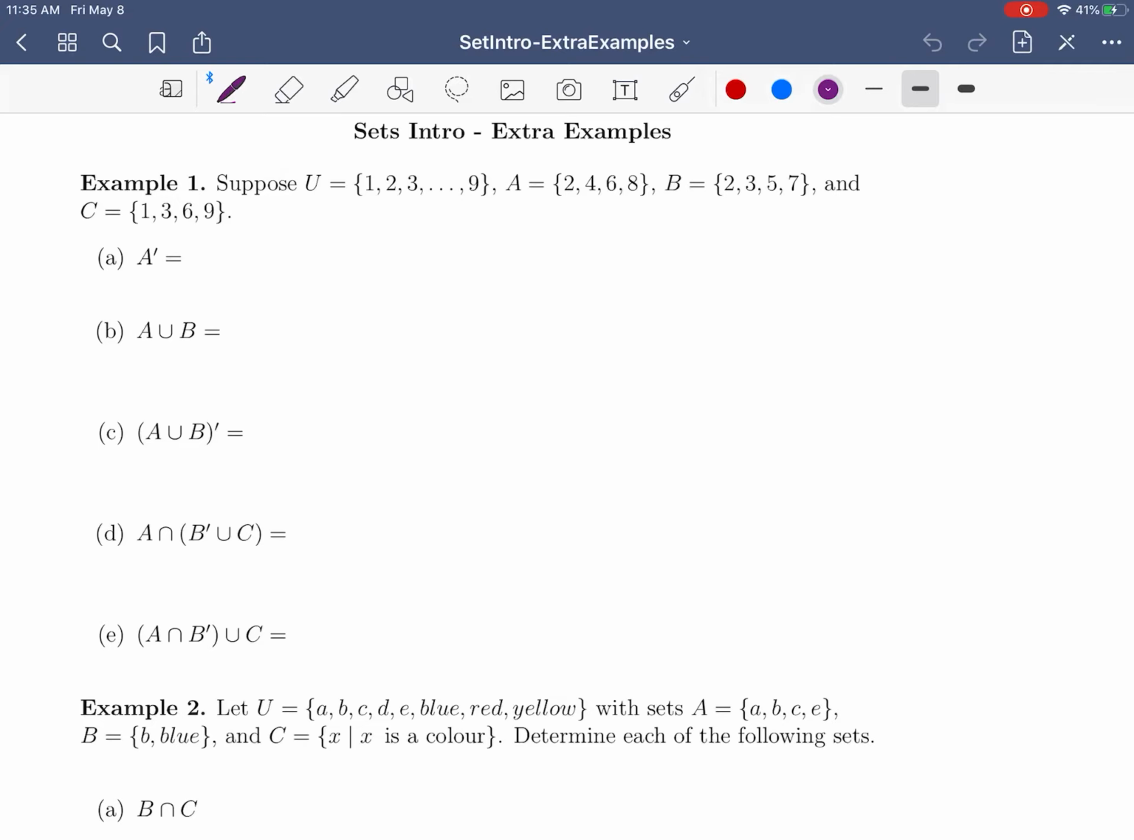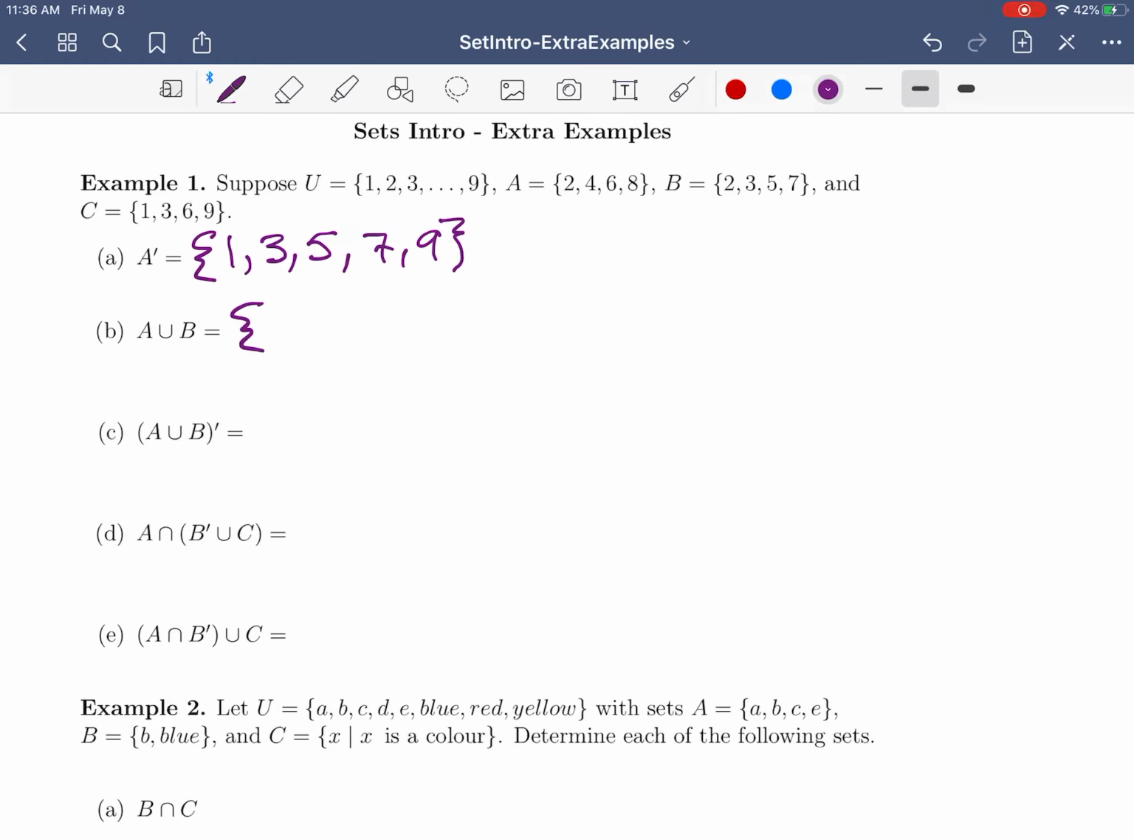So the first thing it asks us to do is compute a complement. So remember, these are all the elements in U that are not in A. So A has all the even numbers, so the leftover ones are going to be all the odd numbers. So this set is going to contain the numbers 1, 3, 5, 7, and 9.